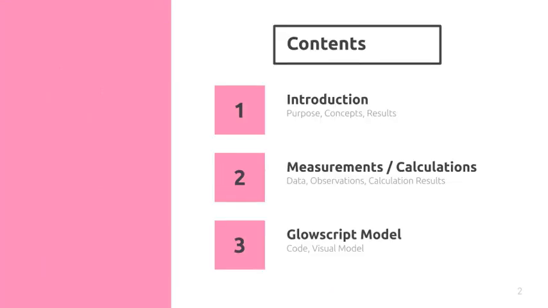This lab report will have three main sections: the introduction, which will cover the purpose, concepts, and results; measurements and calculations, which will cover the data, observations, and calculation results; and finally the GlowScript model, which will cover the code and the visual model created for the magnetic field of the bar magnet.